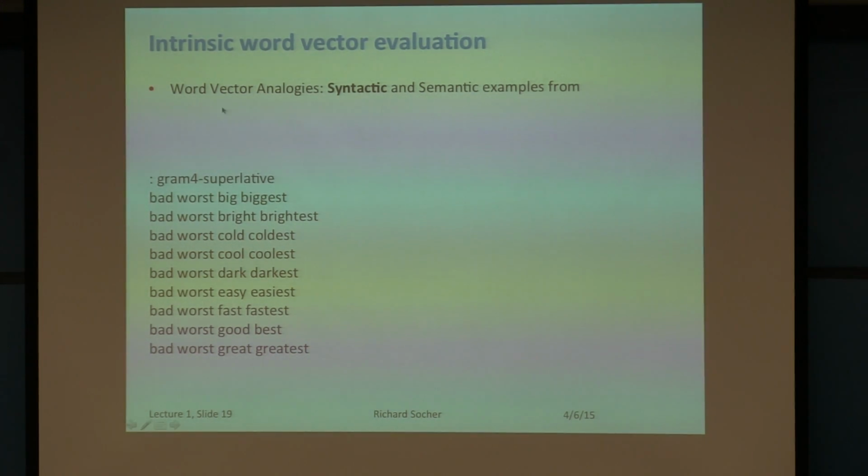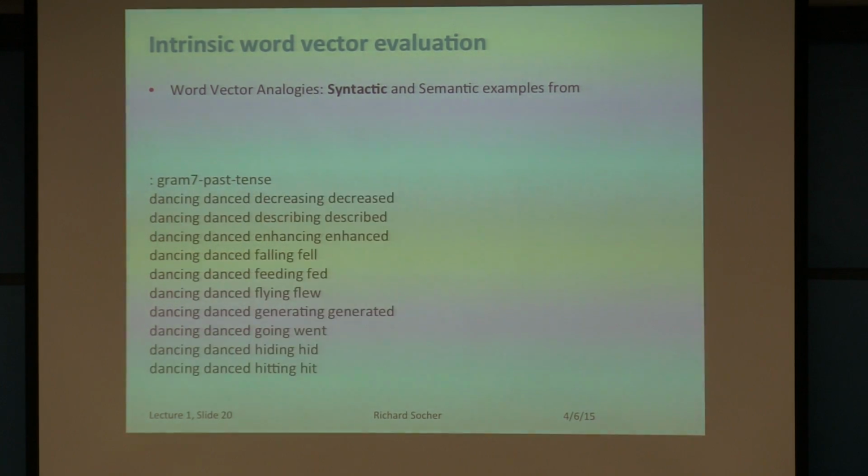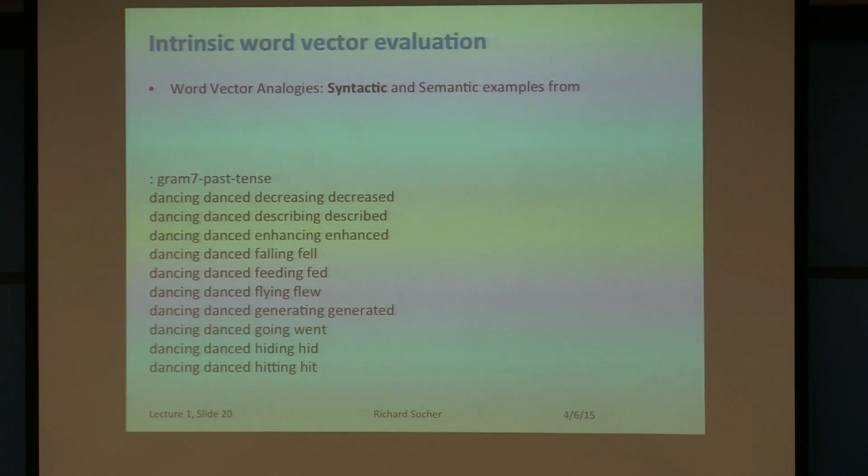All right, so those were two examples of semantic tasks in this data set. The next two are syntactic. We have bad to worst is like big to what? In this case, biggest. And again, there are a lot of examples that you're trying to capture with these linear systems and cosine distance. And the last one is different past tense of verbs. So you have dancing to dance is like feeding to what?